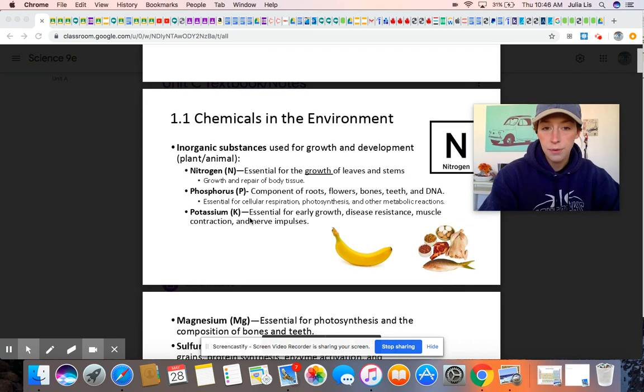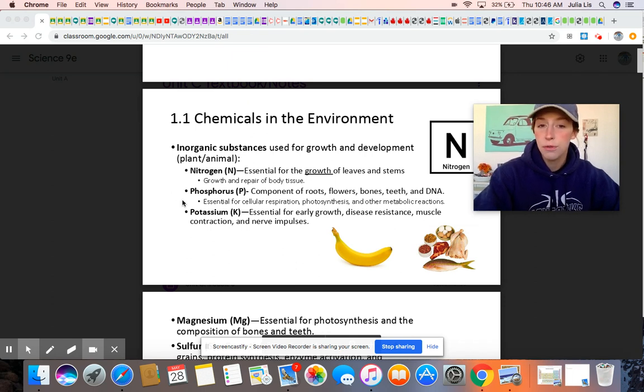Another one is phosphorus. And so phosphorus is a large component of the roots and flowers of plants. And it also is needed for us in order for our bones and our teeth. And it's also a component of our DNA. So I don't know if you guys remember when we made our DNA molecules, but there was that sugar phosphate backbone. So phosphorus is very important for the structure of our DNA, which has all the information that we need in order to be who we are.